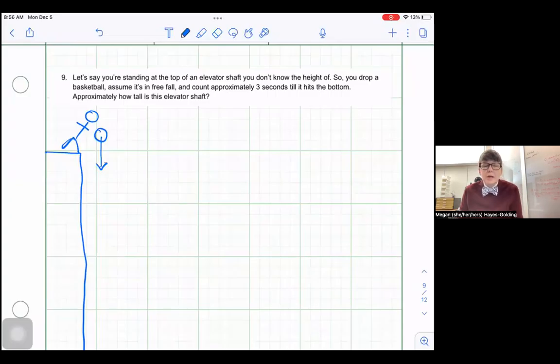Let's say you're standing on the top of an elevator shaft and you don't know the height of it. So you drop a basketball, assume that basketball is in free fall, and count about 3 seconds until the ball hits the bottom of the elevator shaft. About how tall is the elevator shaft?